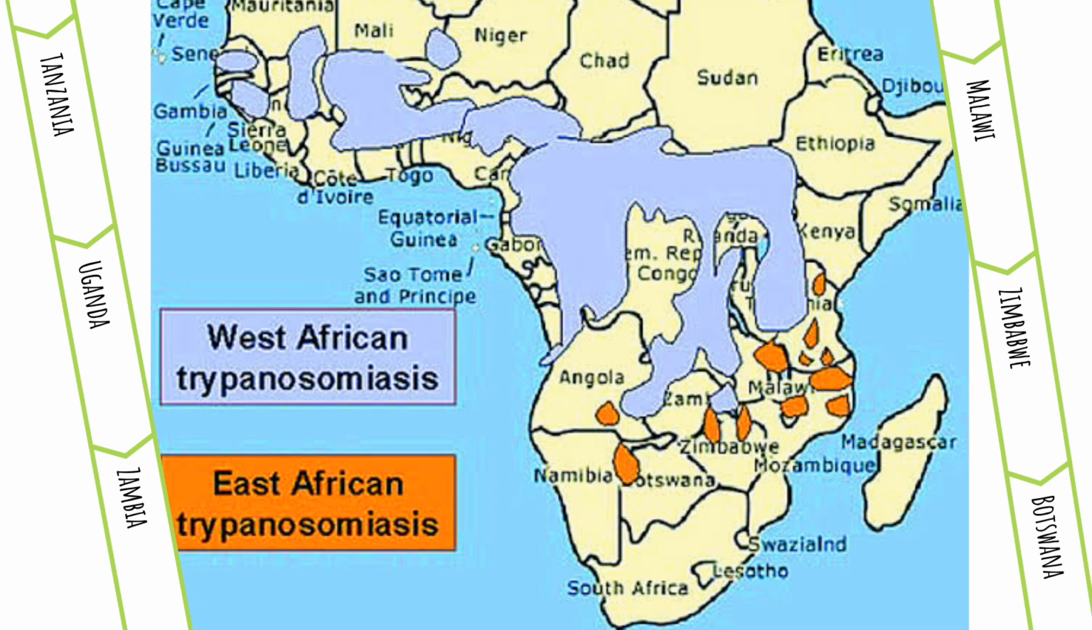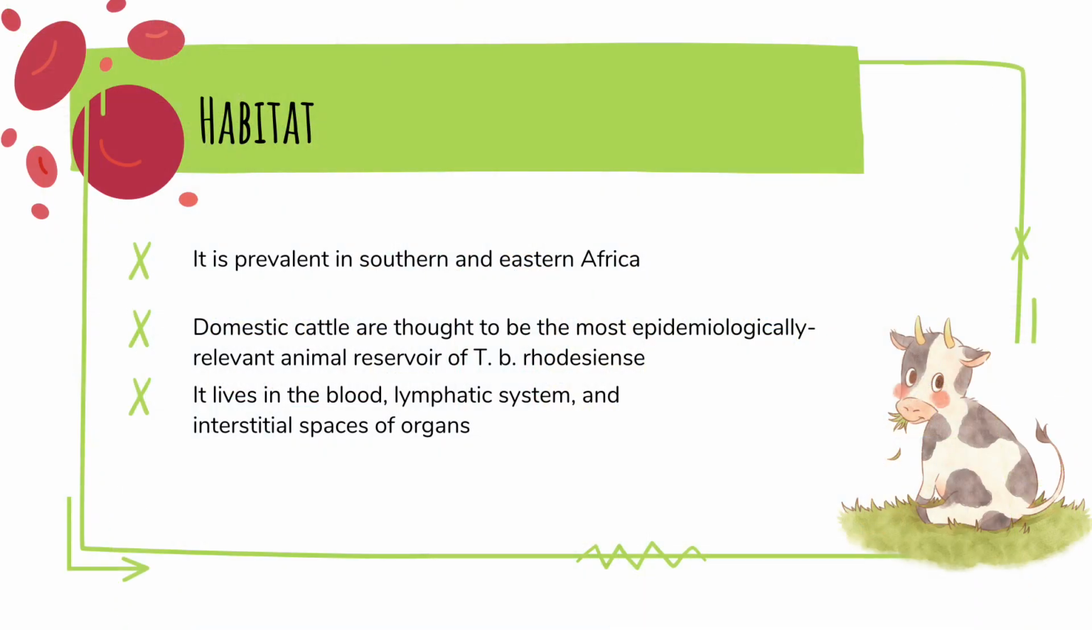African trypanosomiasis, or the East African trypanosomiasis, is endemic to rural sub-Saharan Africa. It is reported from eastern and southeastern Africa, mainly in Malawi, Tanzania, Uganda, Zambia, and Zimbabwe. In short, the parasite Trypanosoma brucei rhodesiense is only distributed in Africa. And now let's proceed to its habitat.